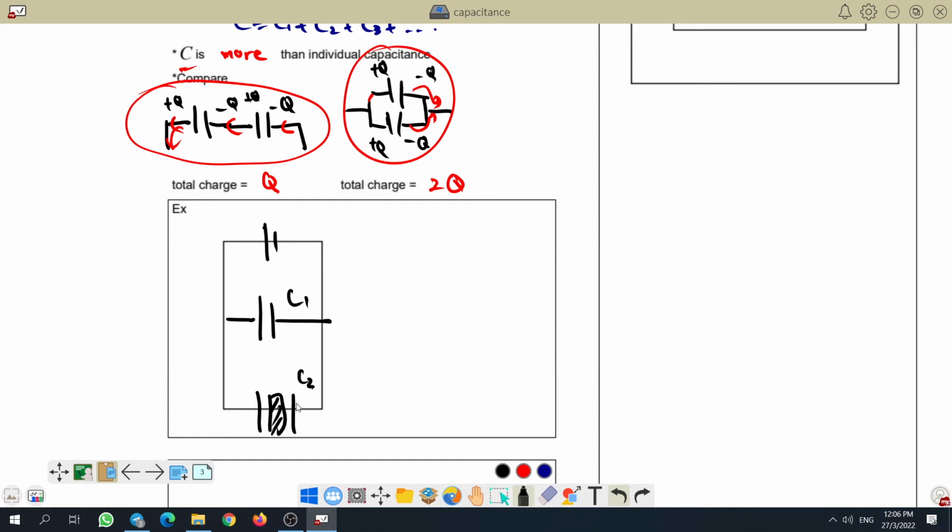Same thing, compare Q, C and V. Tapi it depends on which one first lah. You see which one you know first. Q first? No, we don't know the Q. V. We know the V. Parallel. We know the V because it is parallel. V1. Q. We know Q1 plus Q2 equals to Q, but doesn't help.